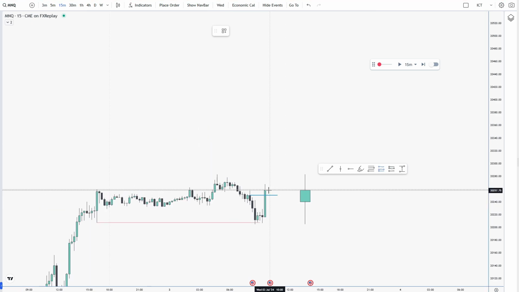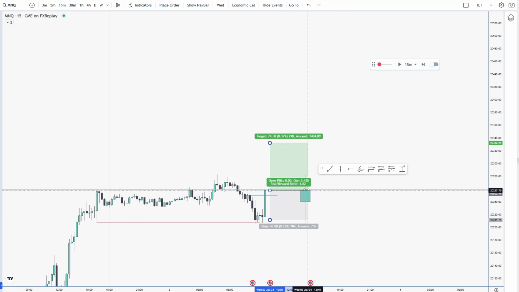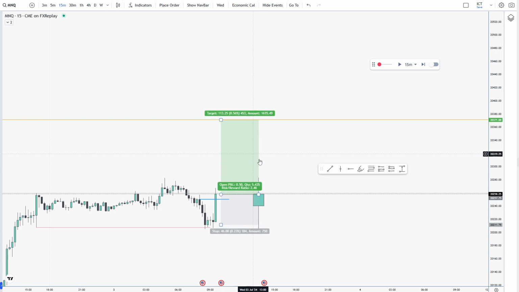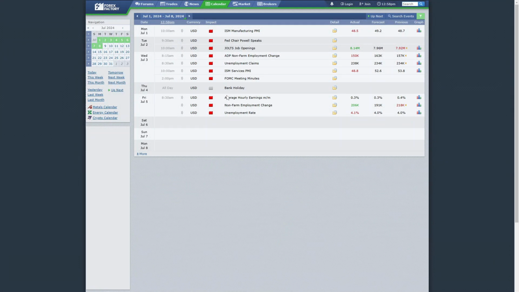So I could enter on the next candle, my stop below the body's low, which is a 46-point stop. I'm okay with that. And I could target this relevant high. And as you can see, on 10 a.m. we expanded to the upside and our profit target is achieved. I would avoid Thursday because it is a free NFP and a bank holiday.